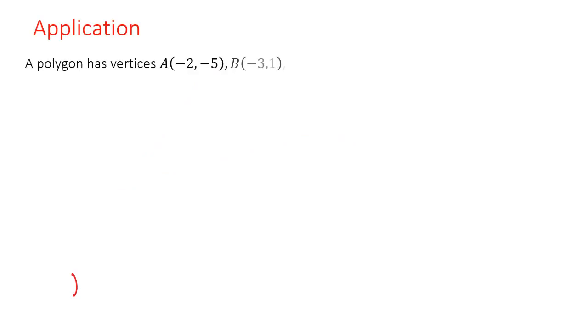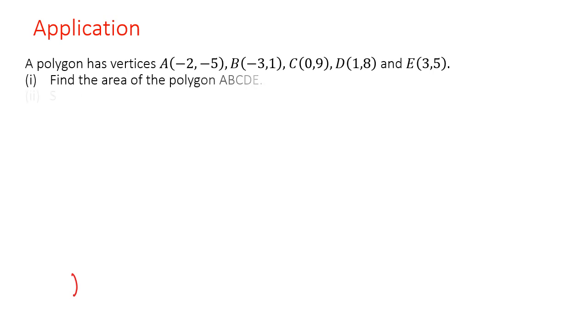All right, let's look at slightly harder questions. So in this case here, I'm given a polygon. Okay, this polygon has how many sides? 1, 2, 3, 4, 5. Is it a 5-sided polygon? All right, yes, it's a 5-sided polygon. We are asked to find the area of this polygon, and then part 2 is to show that the area of ACDE is 25.5 units square.